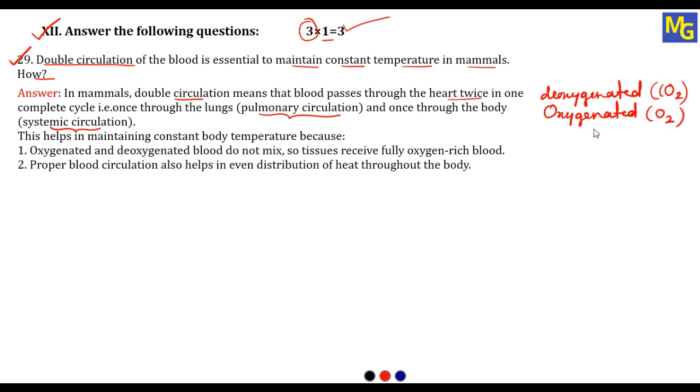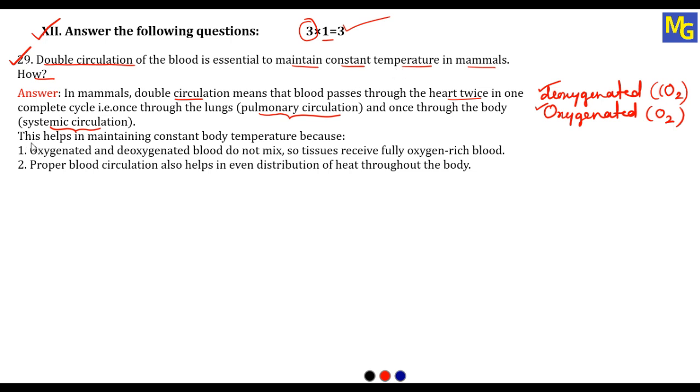It will be pumped and sent to the whole body to supply this oxygen. Once it gets supplied, it takes all the CO2 from the cells and gets deoxygenated again, comes to the heart, gets pumped and sent to the lungs for purification. So in this whole cycle, we can see that the same blood will come twice to the heart, once as oxygenated and once as deoxygenated. And that is called pulmonary circulation and systemic circulation. So if this double circulation happens, is it helping to maintain the constant temperature? And how does it help? That we have to tell.